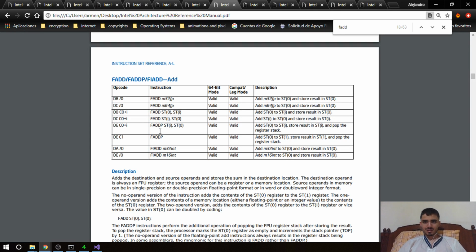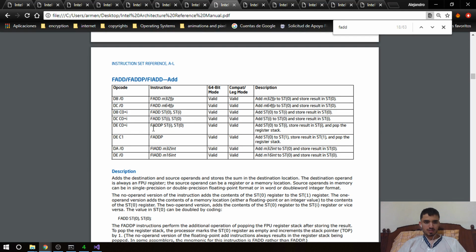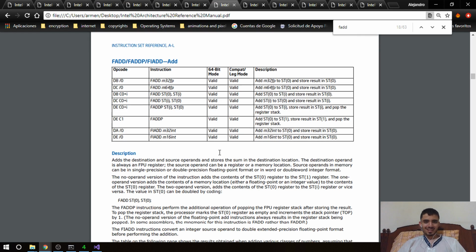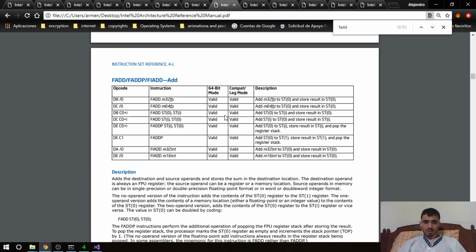Okay, so we have the FF and we have, if I remember, ST0 STI. So we have a D8 C0 1. That means it's valid on both. In fact, all the FATs are valid on everything. And in 64-bit compatibility mode, that's kind of nice. So we can say that it's valid on both.